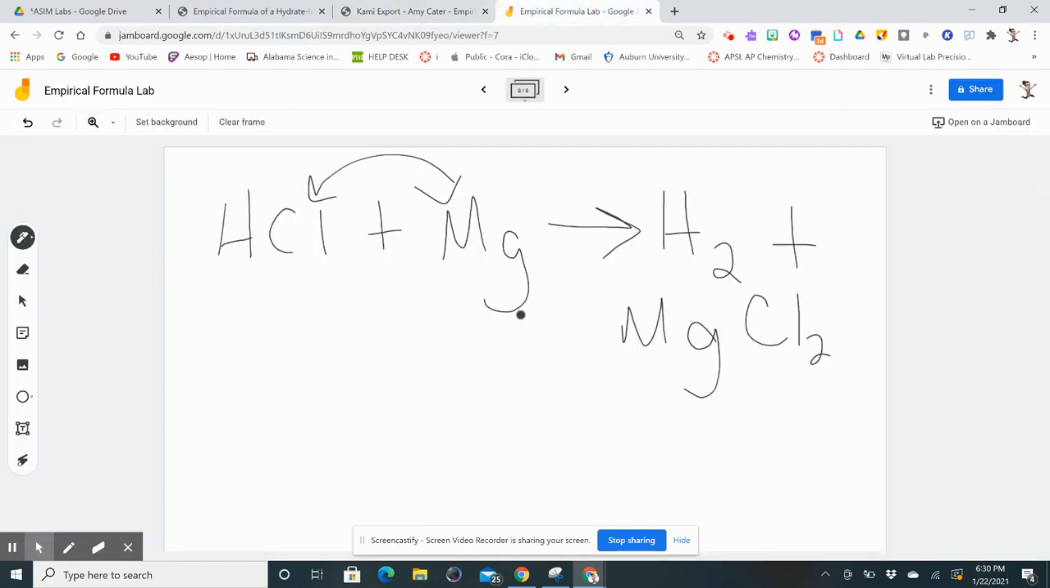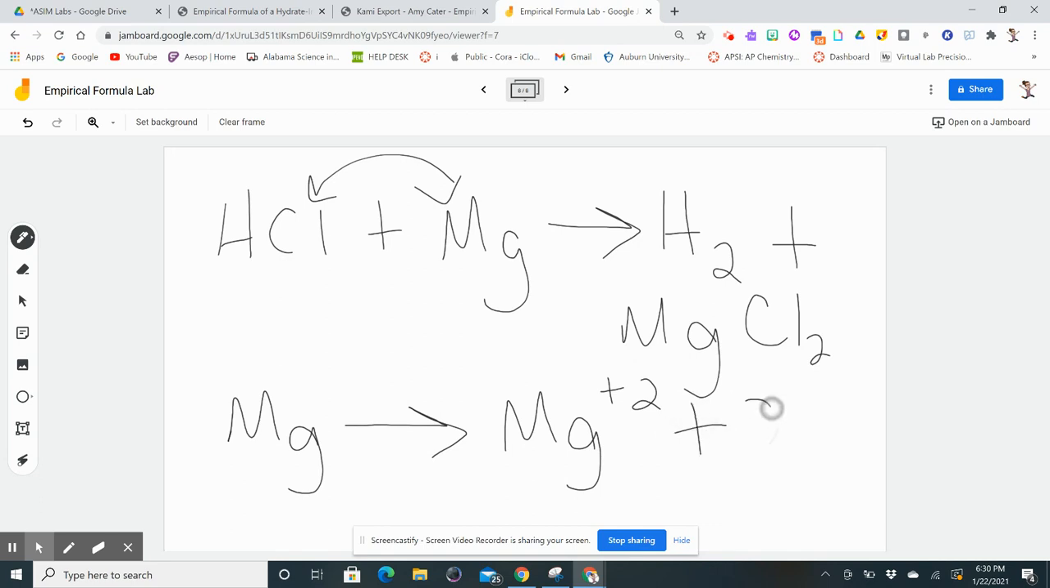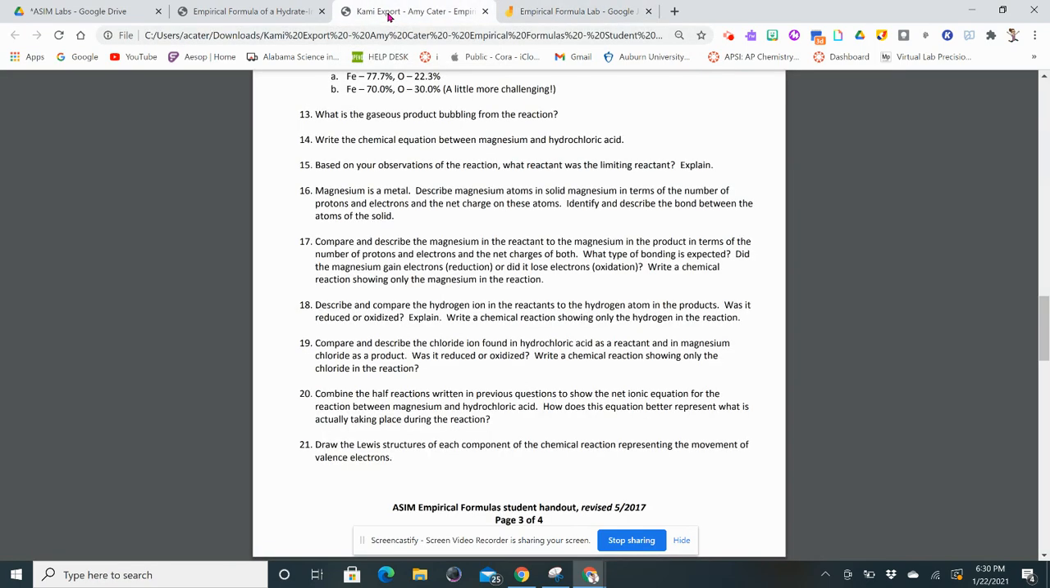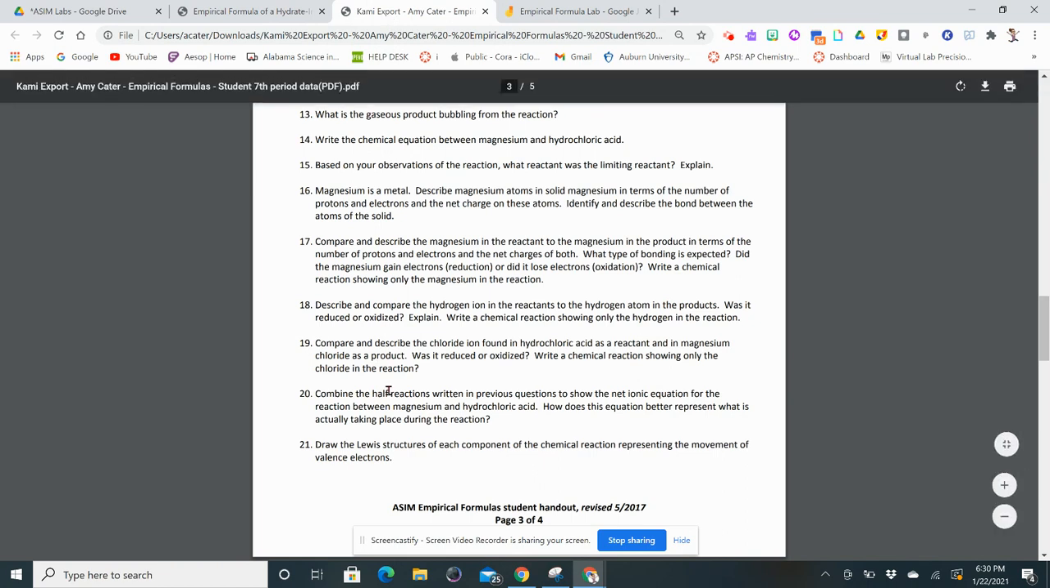So to do that, you have magnesium with no charge at all because it's a metal, and then it is turning into magnesium 2+. Okay, and to do that, it is going to lose 2 electrons, because that's what magnesium wants to do to get its full octet. And so it will give up those 2 electrons.